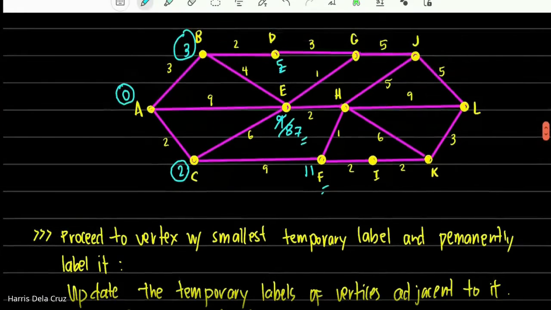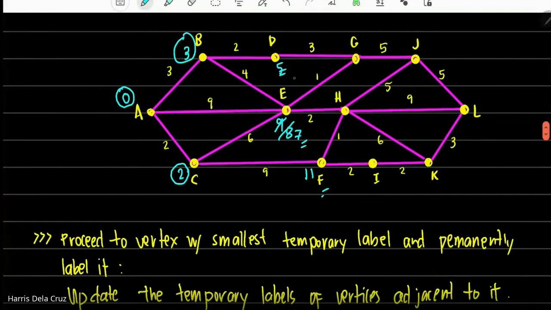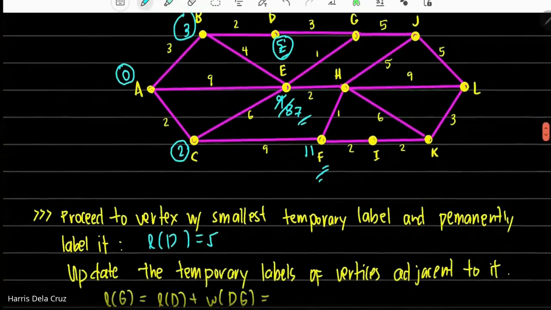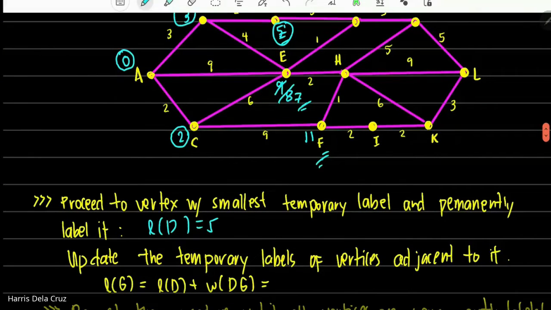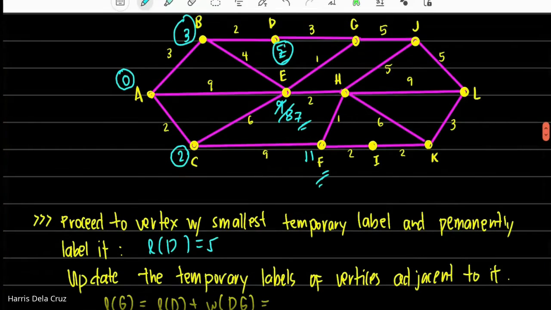So, kung titingnan natin again, ang mga labels existing ay 5, 7, 11. So, ang pinakamaliit ay yung 5. So, you fix that. So, label ni D ay 5. So, mafi-fix na ito. Yung label na 5. And then, update the temporary label of vertices adjacent to D. So, ang tanging adjacent lang kay D na hindi pa nalalabelan, so hindi na tayo babalik kay B. So, ang hindi pa nalalabelan ay G.